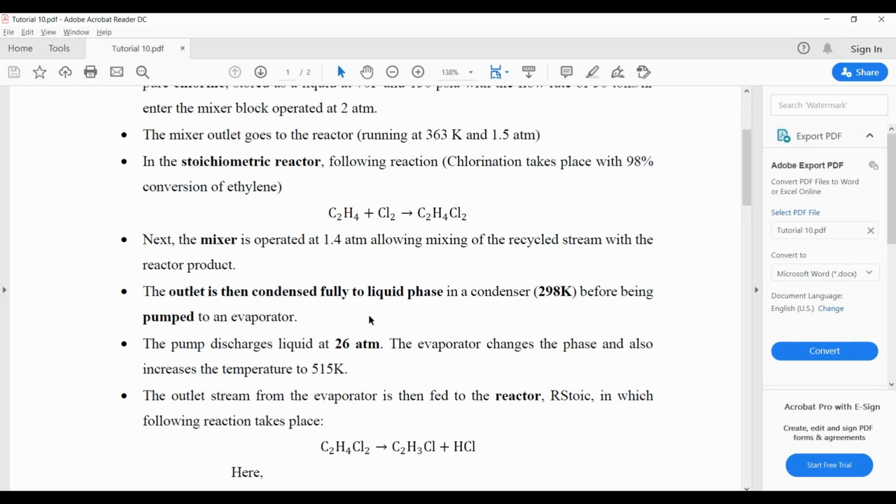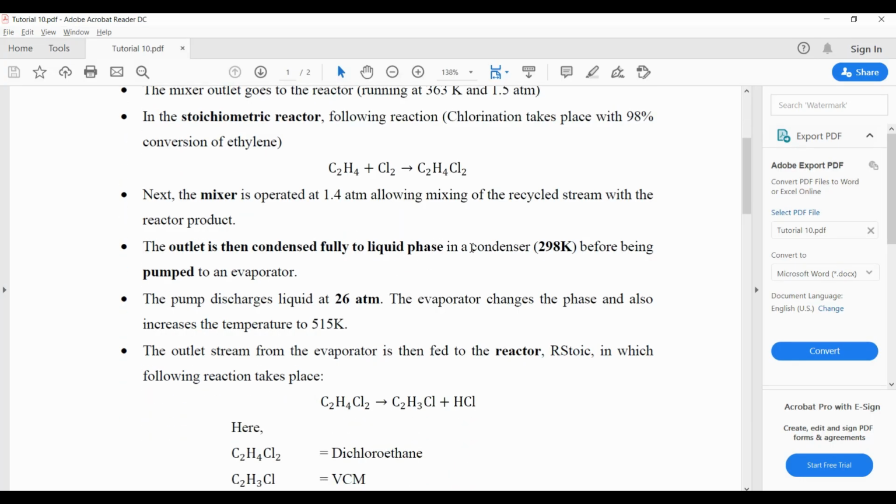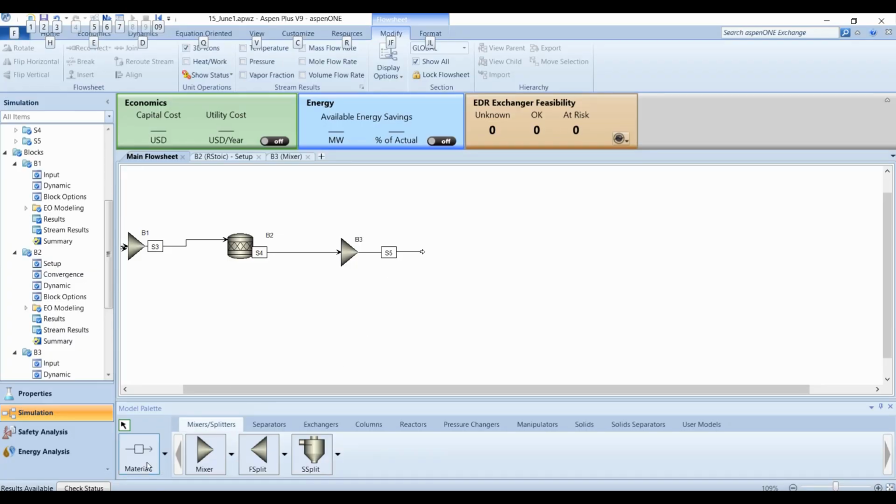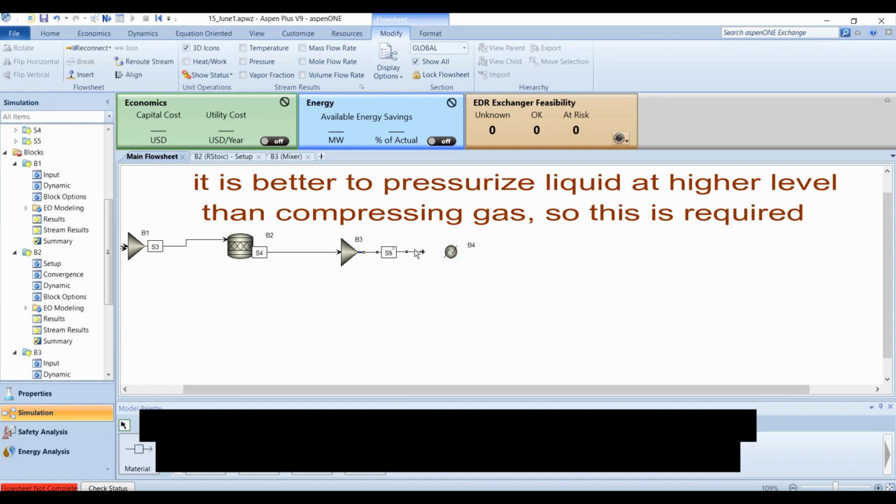Now the output is then condensed fully to liquid phase in the condenser before being pumped to the evaporator. So the pressure required is higher, about 26 atmosphere, so we cannot compress it. Better we will first of all liquefy it. In order to liquefy it, we will use a heater, and we will again connect it.